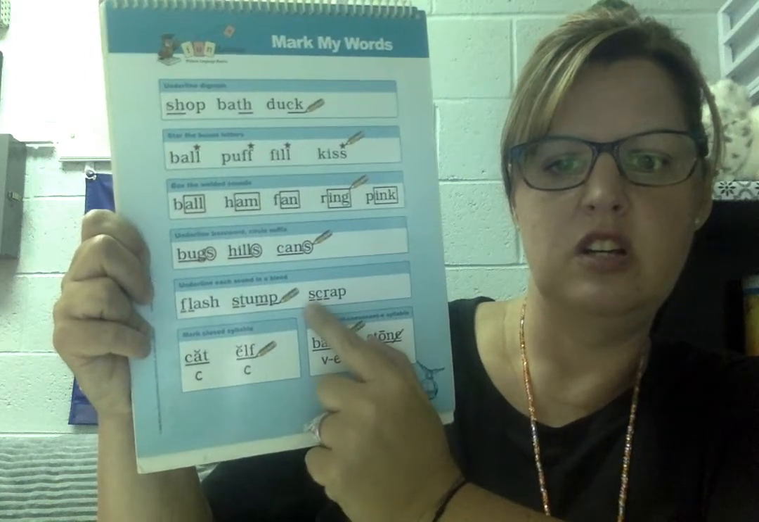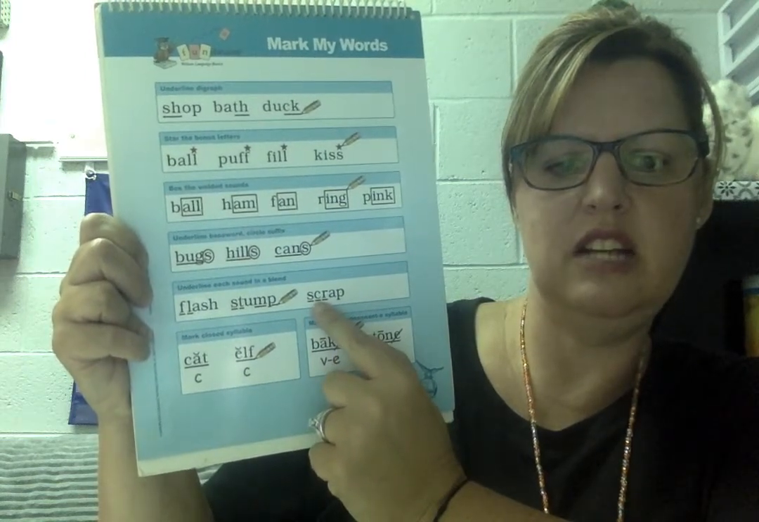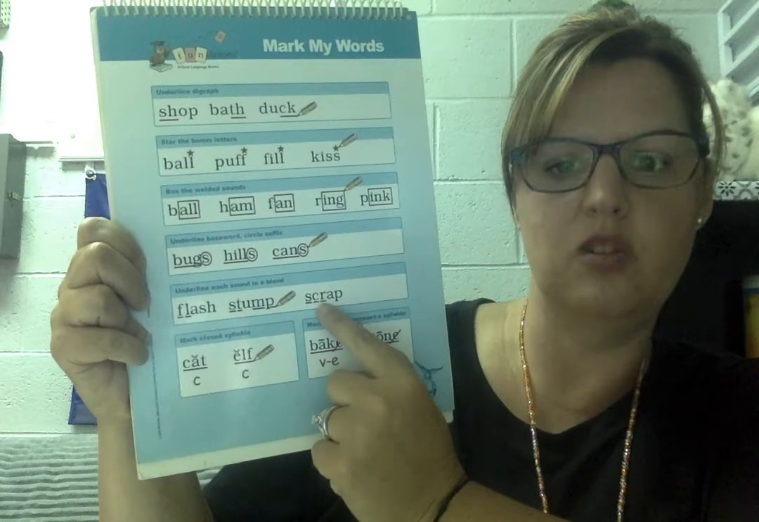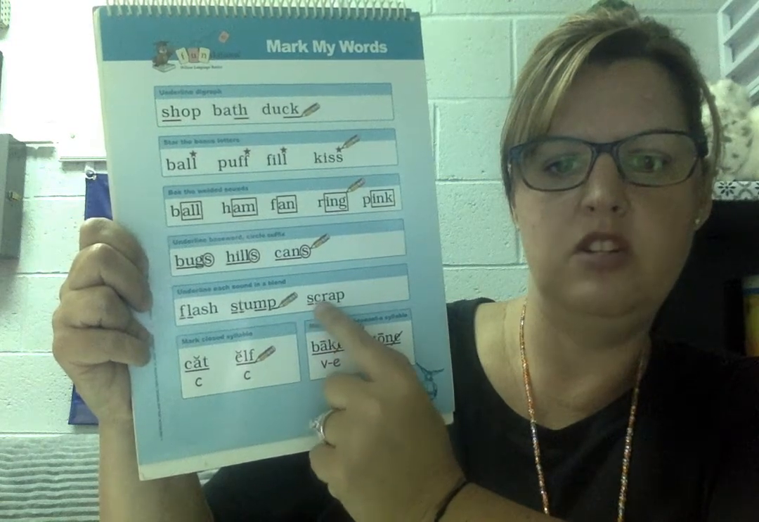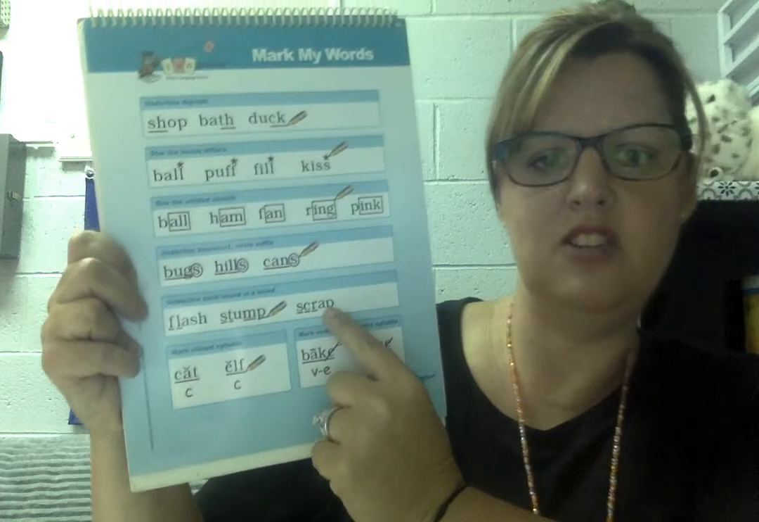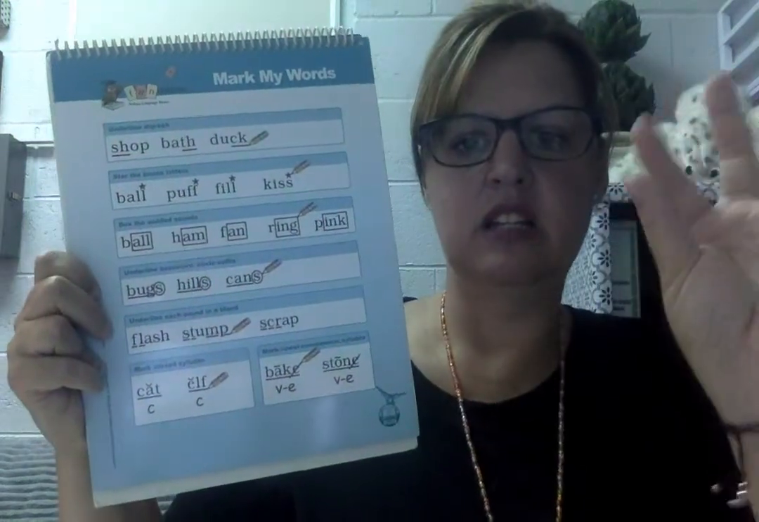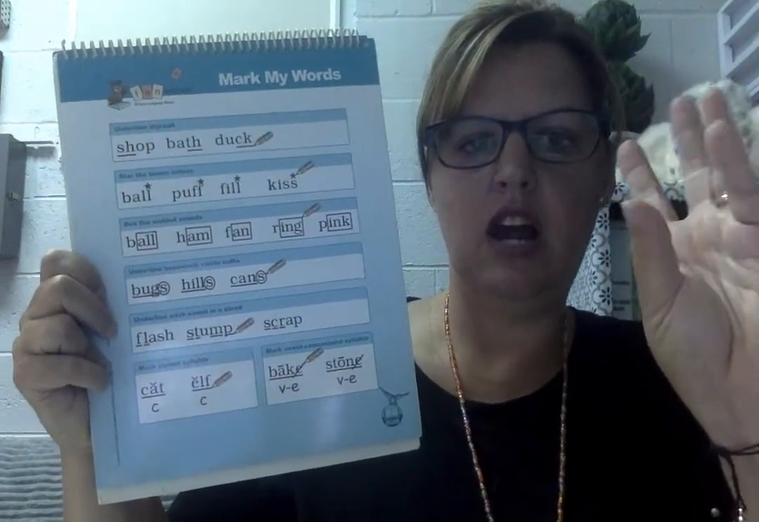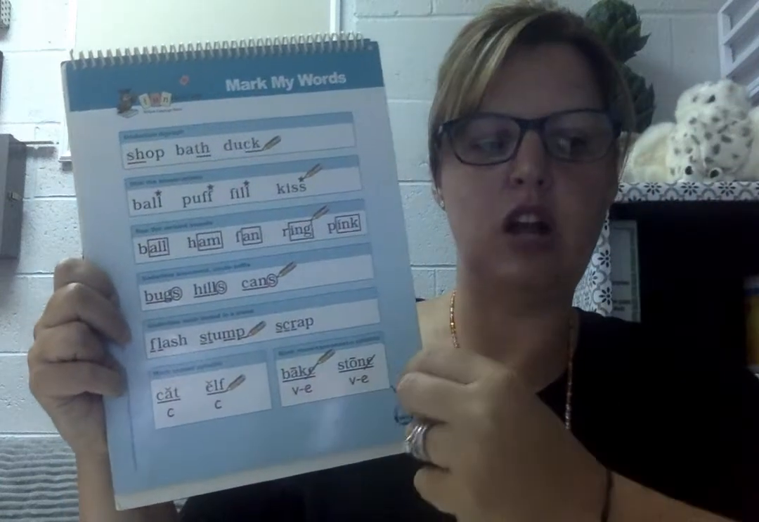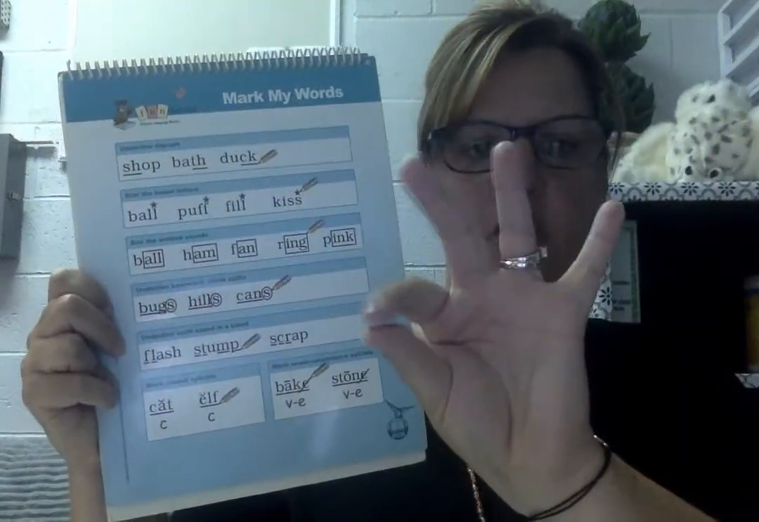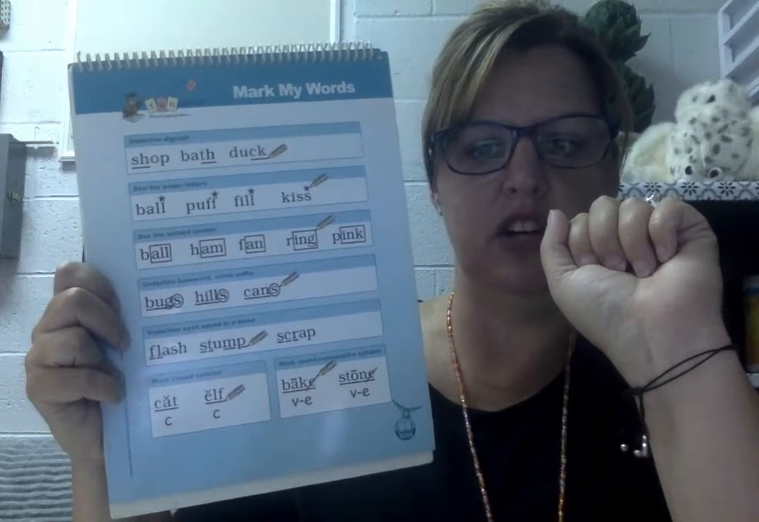So you notice S has its own line, C has its own line, R has its own line. Okay, and we have 1, 2, 3, 4, 5 letters, so that would mean 5 taps. S, K, R, A, P, scrap. When you run out of fingers, you just go back and start back at your pointer finger.